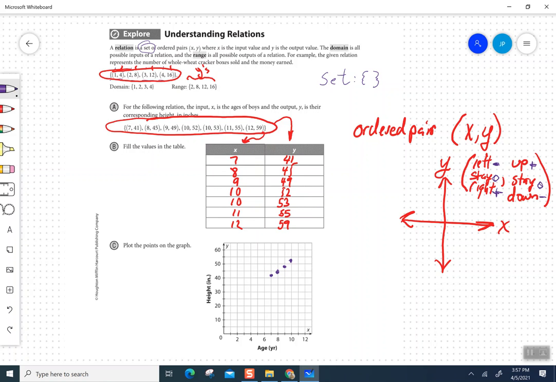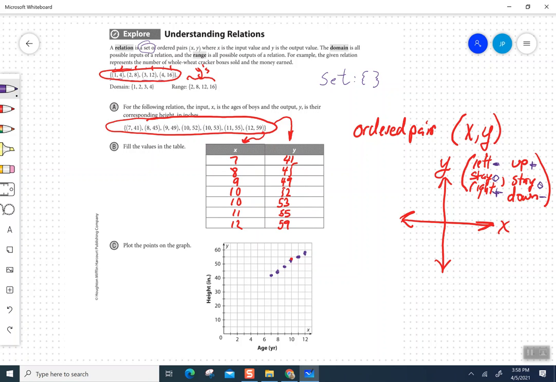Okay, but at 10, I also have 53. So at 10, I would also have to go to 53, and this is going to be a little harder. Let me change my color. Let's go 53 right around there. Next one's going to be 11, 55. So here's 11 and go up to 55, which is somewhere right here. And then, of course, my last ordered pair would be 12 and 59, which is 12, but not quite up to 60, right about there.